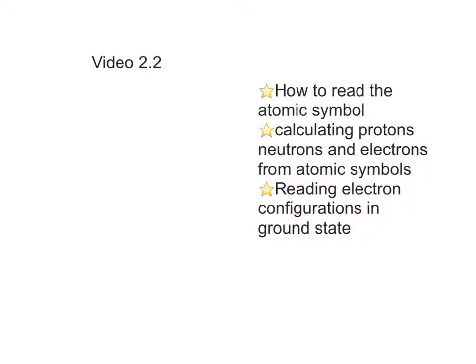Okay, in this video number 2.2, we're going to learn how to read the atomic symbol. We're going to calculate how many protons, neutrons, and electrons we have in a particular atom by reading the atomic symbol. And we're also going to be reading electron configurations straight from the periodic table in ground state.